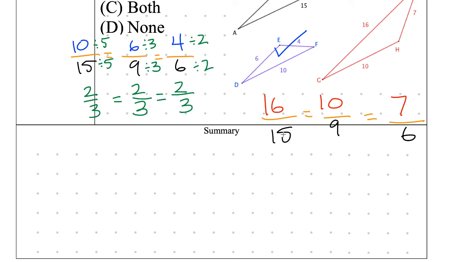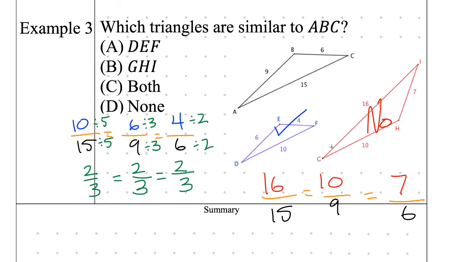So look, those are not the same numbers. 16 fifteenths is not the same fraction as 10 ninths, and those are definitely not the same fraction as 7 sixths. So this one is a giant no. Let me do a red X, or maybe I'll say no or something like that. Those fractions don't equal each other, so the only one that works is DEF. The correct answer is A.